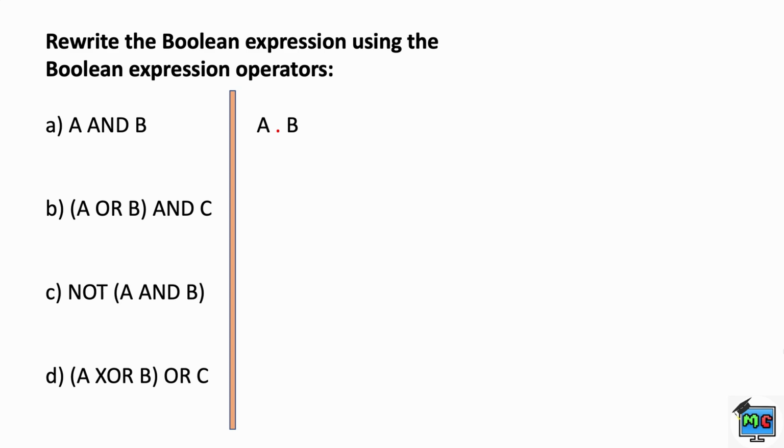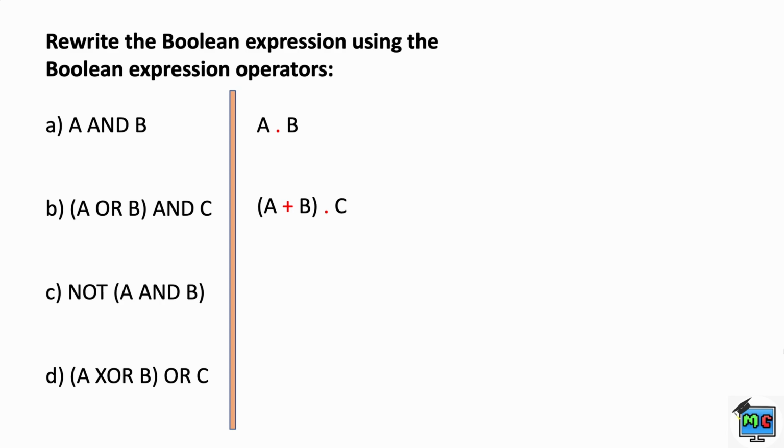Question B. A or B, and C. What do we need to do first? Yes, brackets first. Why? Anyone know why? You say BIDMAS, BODMAS, whatever it is. According to the law, we have to do the brackets first. So what's inside the bracket? A or B. What would that be replaced by? A plus B, and then dot C. Okay, so let's see if you're right. A plus B, dot C.